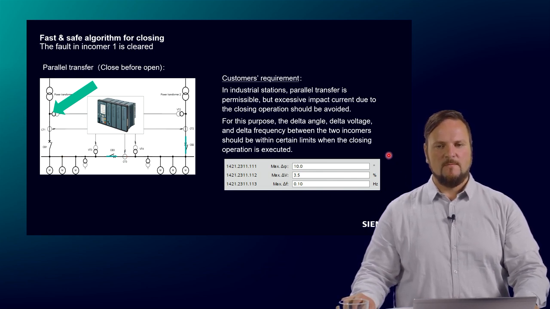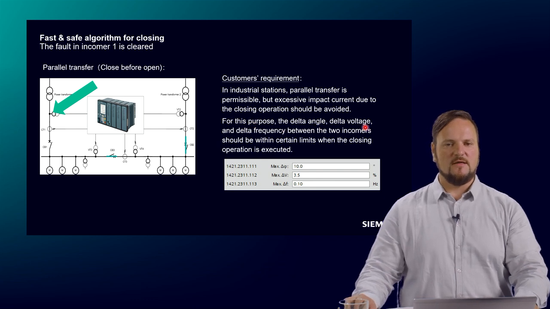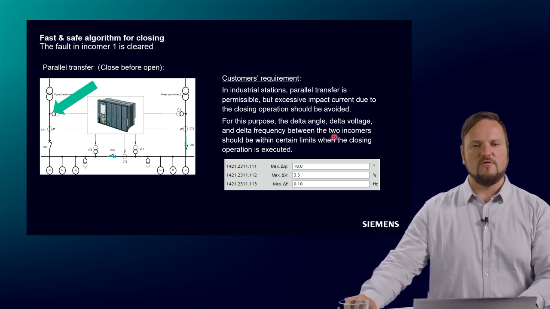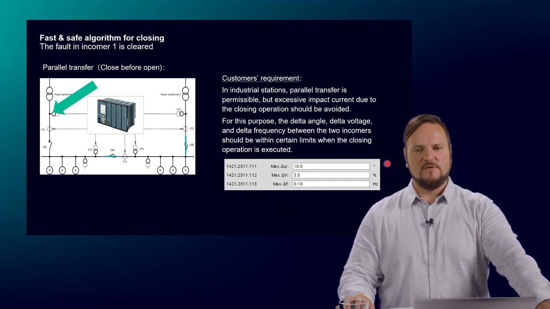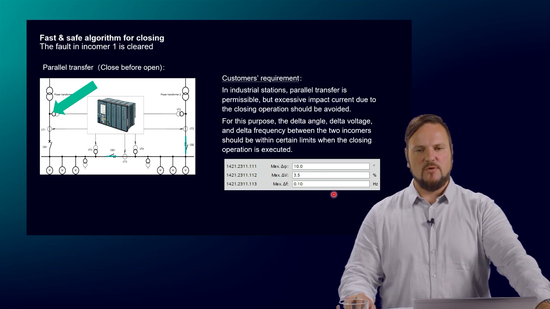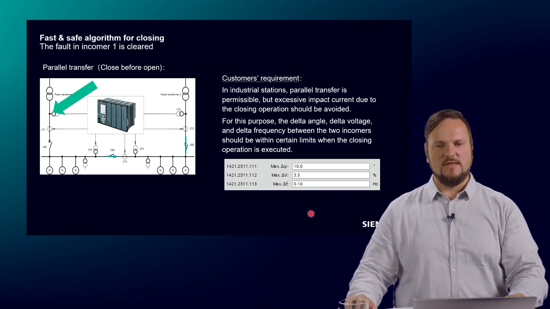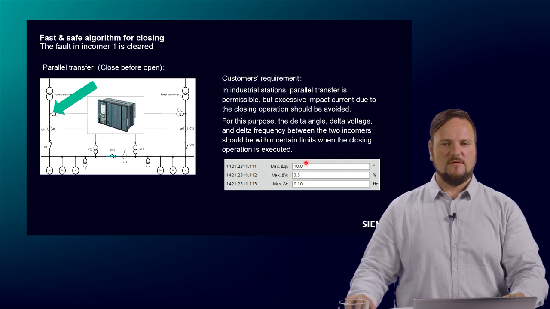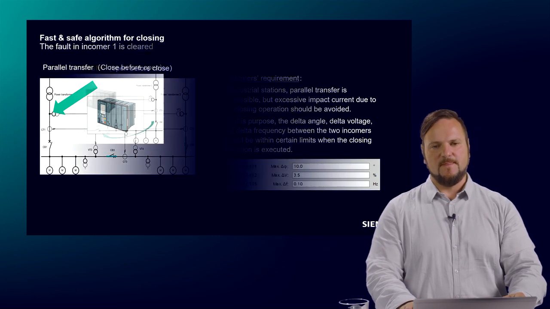So therefore, for this purpose, we use the delta angle, the delta voltage, and the delta frequency between the two incomers. These switching operations should be in the range of the synchronous or synchro check functionality. And this is the setting here for the paralleling transfer, which is well known from the synchro check functionality.